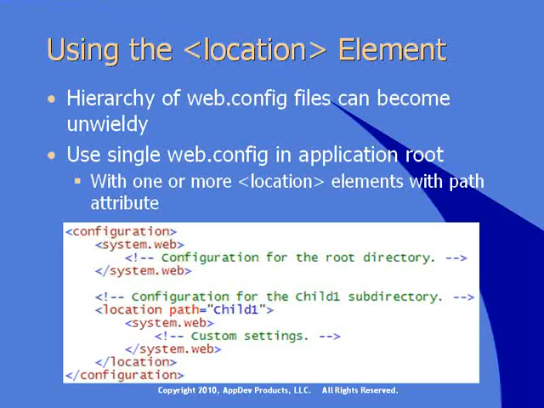The overarching principle at work here is that the closer a setting is to the pages it affects, that is the setting that is going to actually apply, because the setting within a location element that applies to a child subdirectory is going to have a higher precedence than a setting in the application web.config, which has higher precedence than the root web.config, which has higher precedence than the machine.config. Hopefully you're getting an idea of how the hierarchy works for these configuration files.